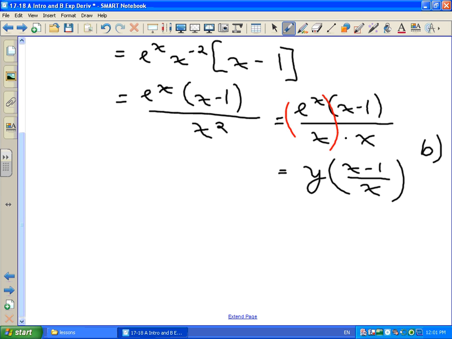Okay, so to look for our critical numbers, we set the derivative equal to 0 or find the points where the derivative does not exist. That'll give us a local max or local min, and then we also want to check our two endpoints because we have a restricted domain. So let's start with derivative equal to 0. Our derivative is going to be equal to 0 where our numerator equals 0. So we've got 0 equals e to the x times x minus 1.